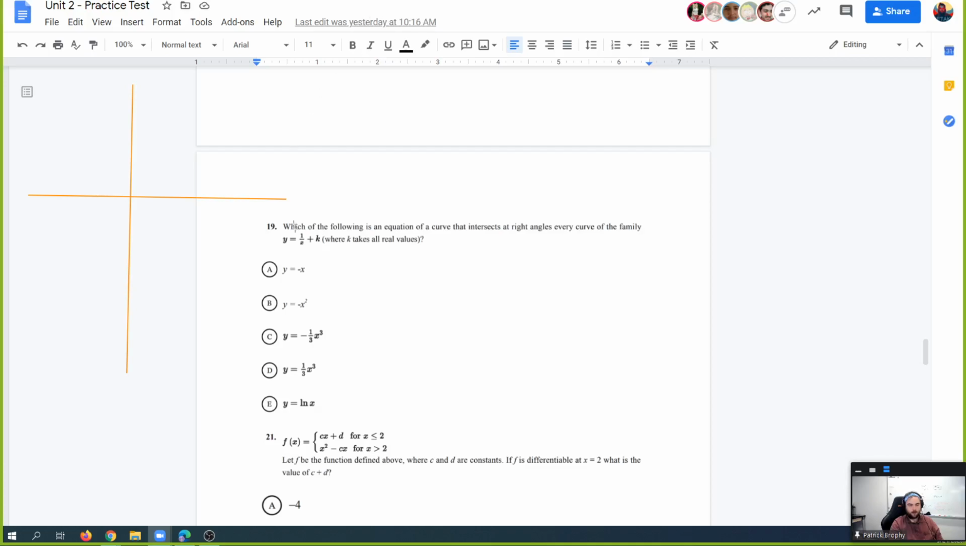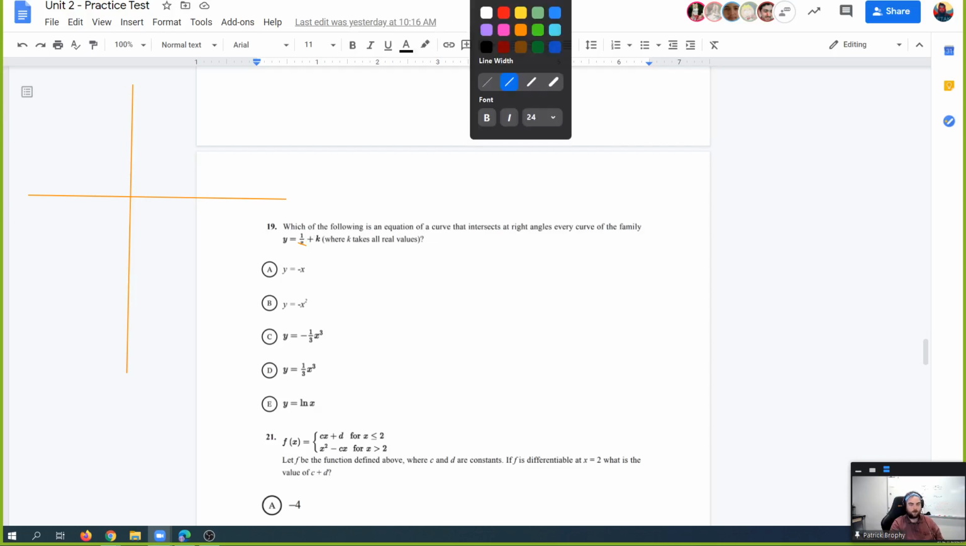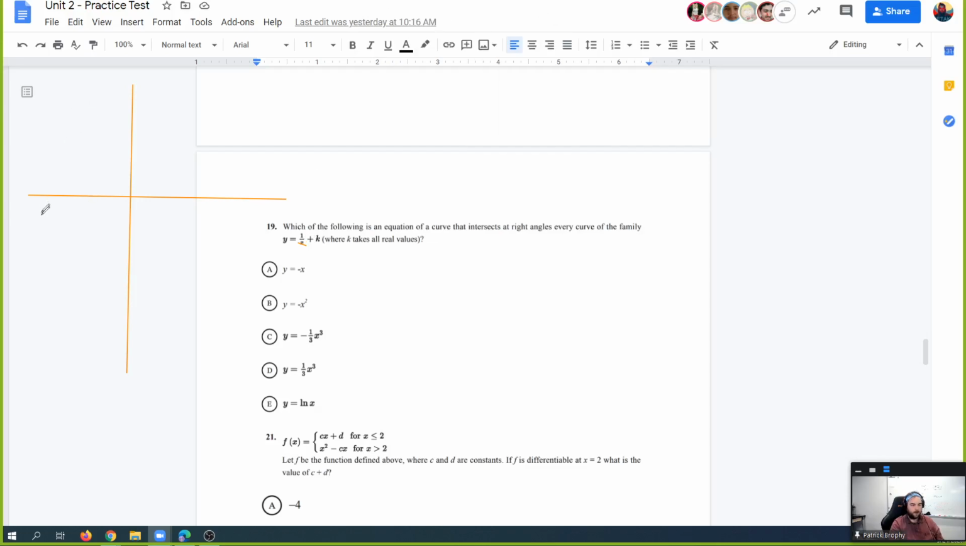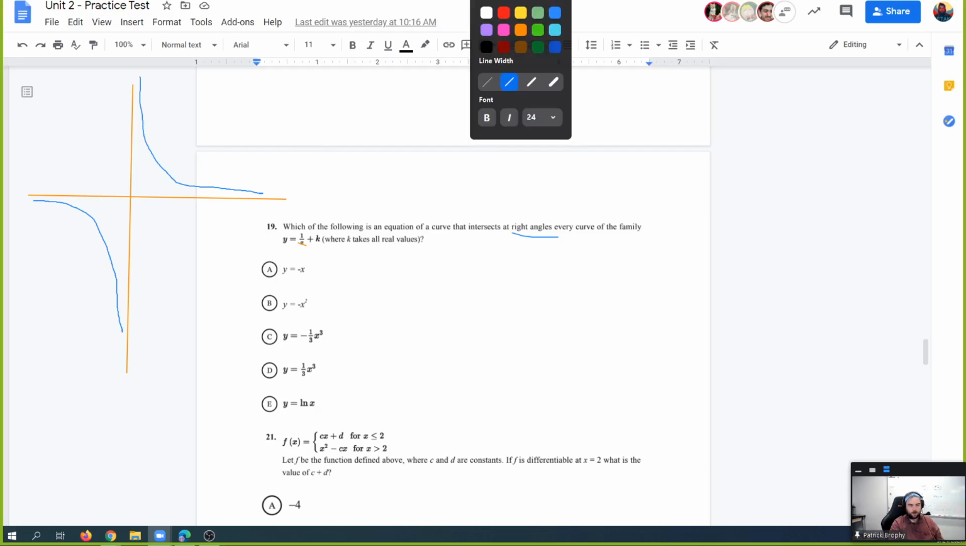My way is I'm going to look at the graph of 1 over x plus k. The graph of 1 over x plus k is the inverse graph. It looks like this and this. Now, this is where k is equal to 0. You have asymptotes on the axes. Now, the plus k will do vertical shifts up and down, right? So it's supposed to be an equation that intersects at right angles. Well, I'm going to draw the rest of my equations. This is how I did it. So to draw, I'm going to do these in different colors.